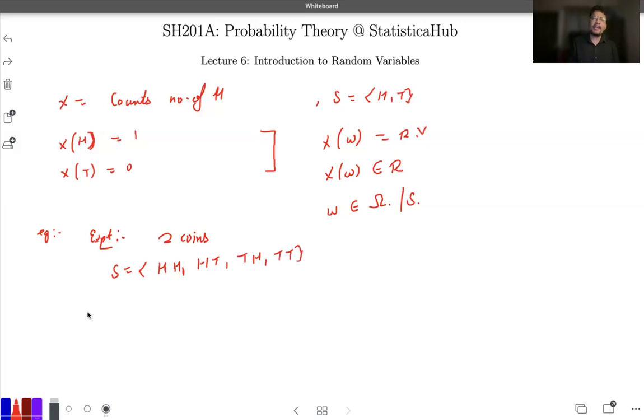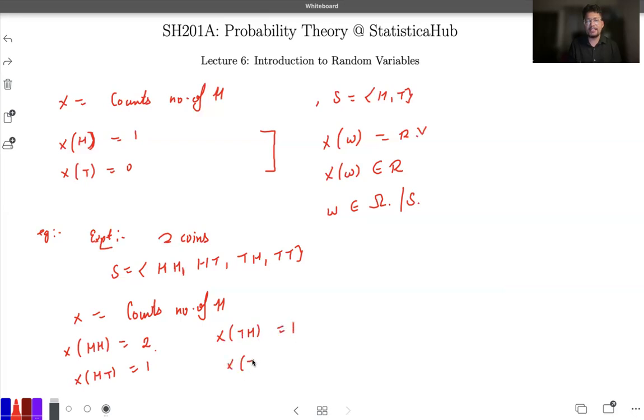Correct? Now, again, I'm saying the X that counts the number of heads. So in this X, you introduce HH, you'll get a value 2. You get X(HT), you'll get a value 1. We go for X(TH), you'll get a value 1. You get X(TT), you'll get a value 0. So that's how we denote the random variable. Again, you can see X(omega) is my random variable, and X(omega) belongs to the real numbers, while omega belongs to the sample space.